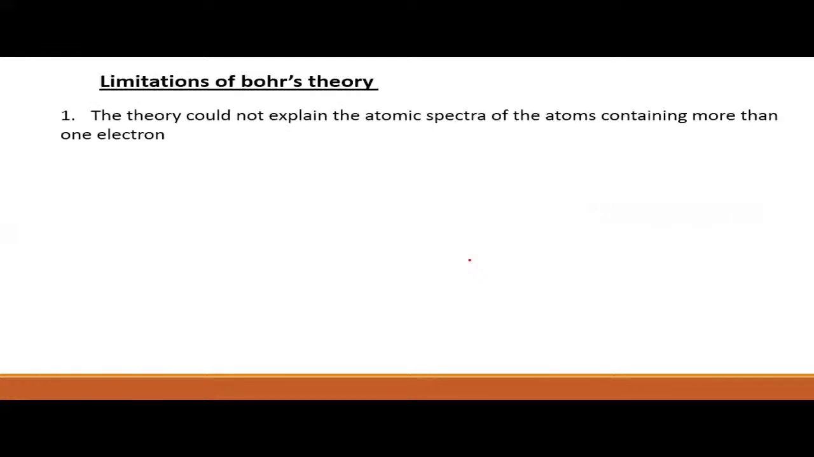Now, limitations of Bohr's theory. The first limitation is that the theory could not explain the atomic spectra of atoms containing more than one electron. As we discussed in this video, Bohr was able to identify the structure of the atom for hydrogen, that is, only for a one-electron system. So he is not able to explain the atomic spectra of more than one electron.